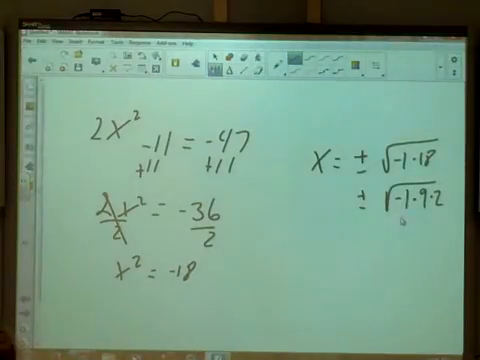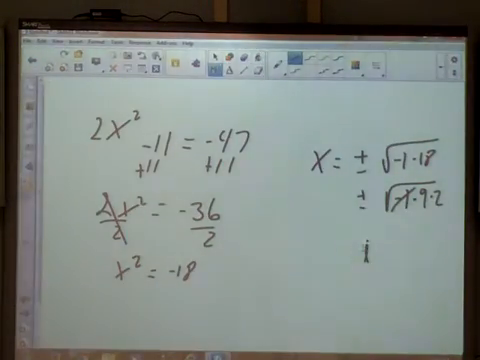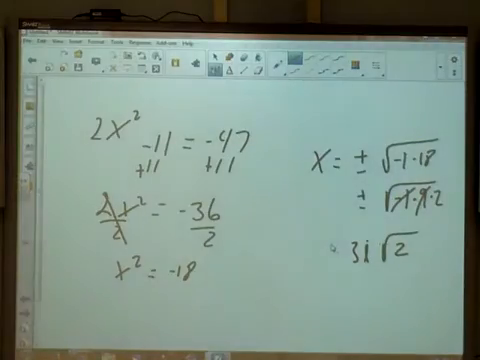Alright, what's the square root of negative 1? Done with that. What's the square root of 9? 3, done with that. What's the square root of 2? It stays in the house.